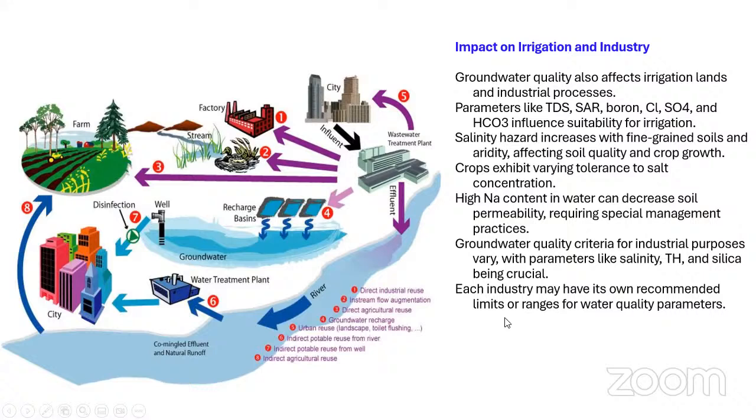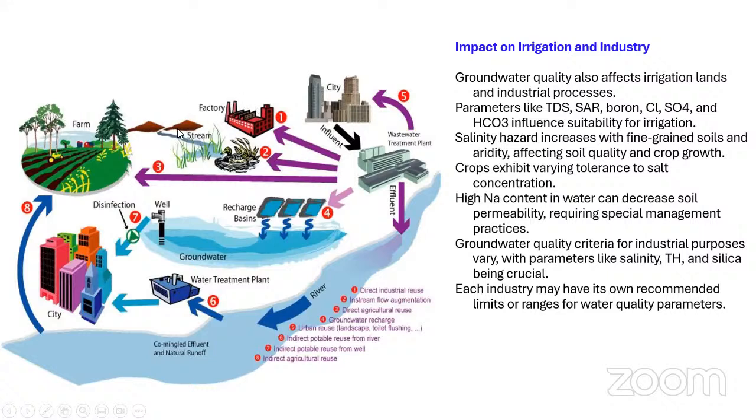Here you can observe the impact of irrigation and industry. You can observe in this picture. This is the irrigation land, farmland, and this is the drainage system, natural streams or natural drainage system, and these are the factories or industries, and these are the urbanization. Urbanization may give effluents and wastewater like this, and from industry you may get industrial effluent.